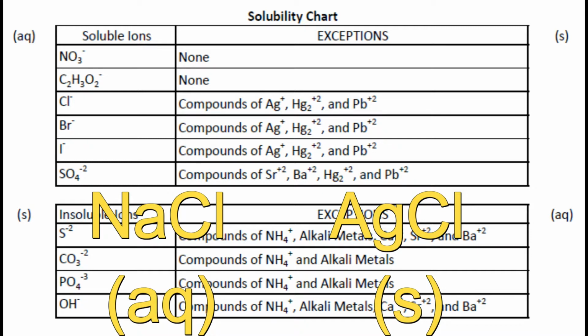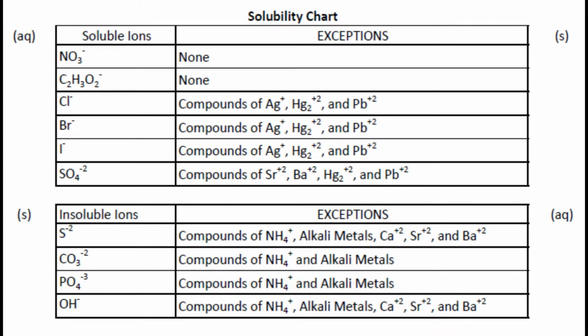So how to read the chart, and I'm going to recopy this so it's not so blurry, is that basically if they're bonded to this, you just think, okay, well, they're all aqueous unless they're bonded to one of these guys. So you've got to look for the second guy. Notice they repeat: silver, mercury, lead, silver, mercury, lead, silver, mercury, lead. Except for when you get down to here to SO4, the sulfate.